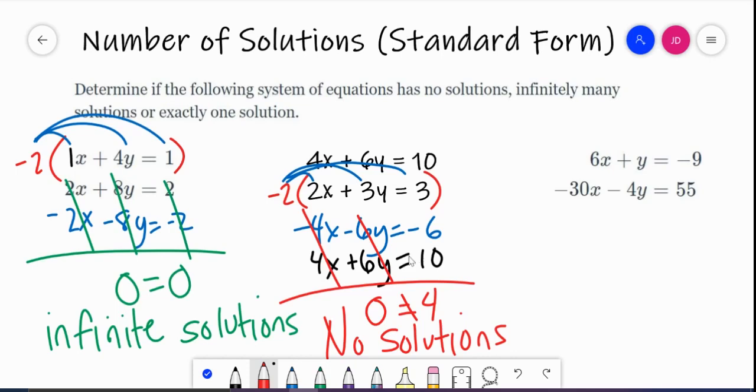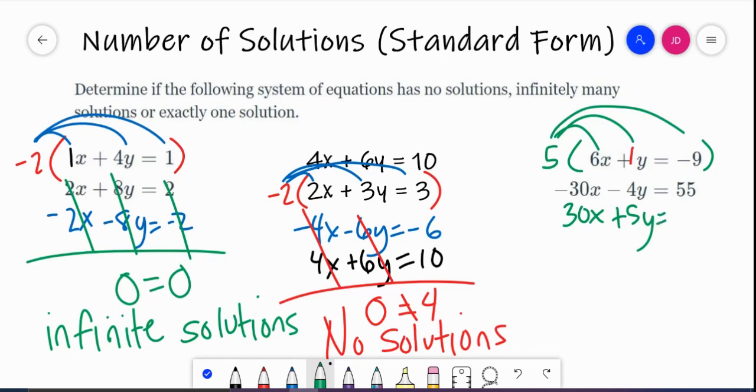Let's take a look at this one right here. None of them eliminate by adding or subtracting. I'm going to put a 1 in here to help me see. But 6 does go into 30. It goes in 5 times. So now I'm going to distribute. I get 30x. 5 times 1y is 5y. 5 times -9 is -45.